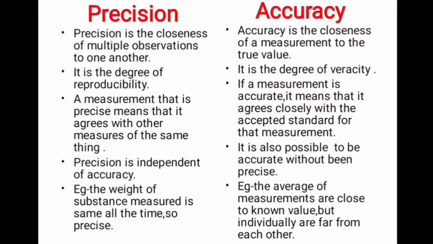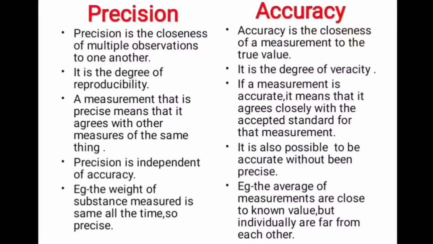Distinguish between precision and accuracy. Precision is the closeness of multiple observations to one another. Accuracy is the closeness of a measurement to the true value. Precision, it is the degree of reproducibility. Accuracy, it is the degree of veracity. Precision, a measurement that is precise means that it agrees with other measures of the same thing. Accuracy, if a measurement is accurate, it means that it agrees closely with the accepted standard for that measurement.